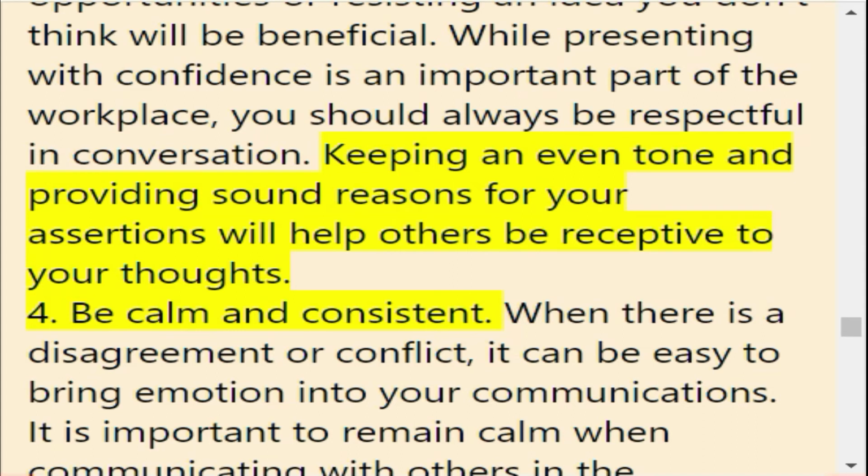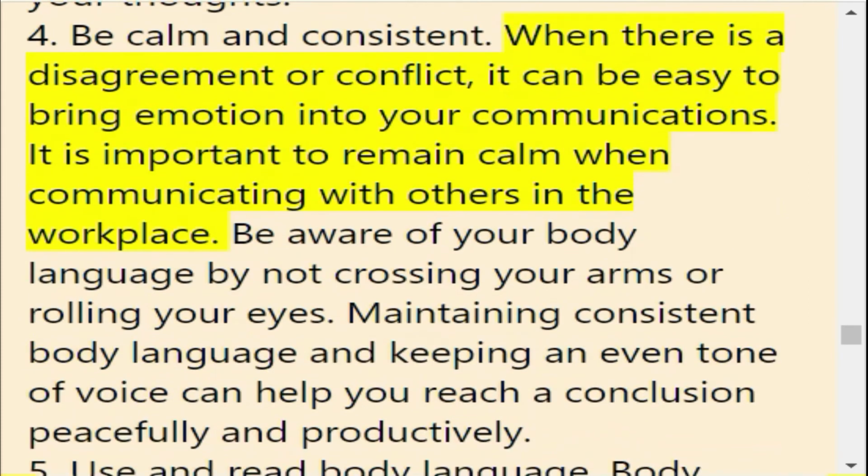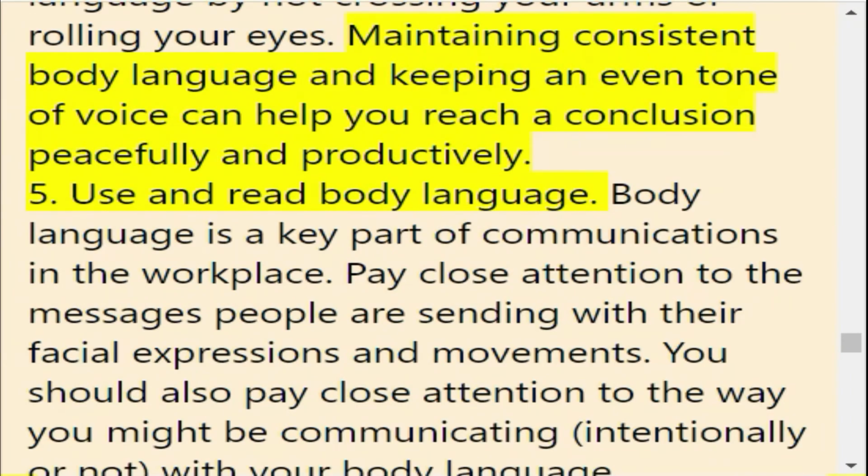4. Be calm and consistent. When there is a disagreement or conflict, it can be easy to bring emotion into your communications. It is important to remain calm when communicating with others in the workplace. Be aware of your body language by not crossing your arms or rolling your eyes. Maintaining consistent body language and keeping an even tone of voice can help you reach a conclusion peacefully and productively.